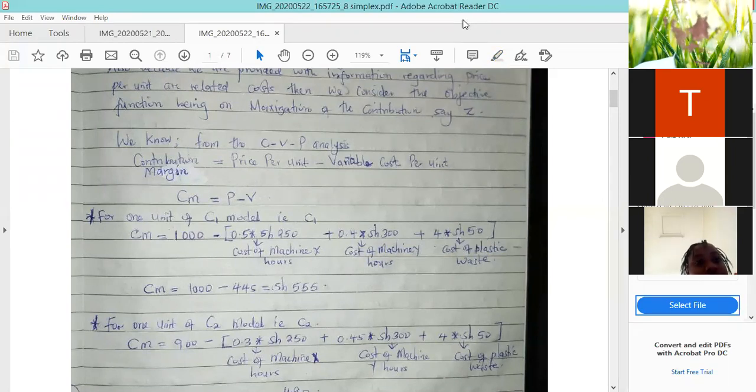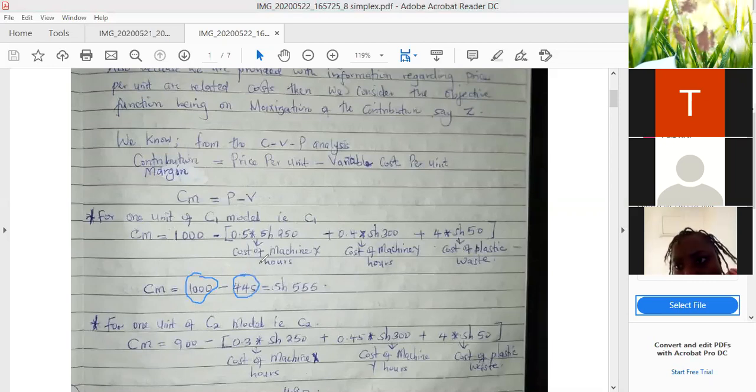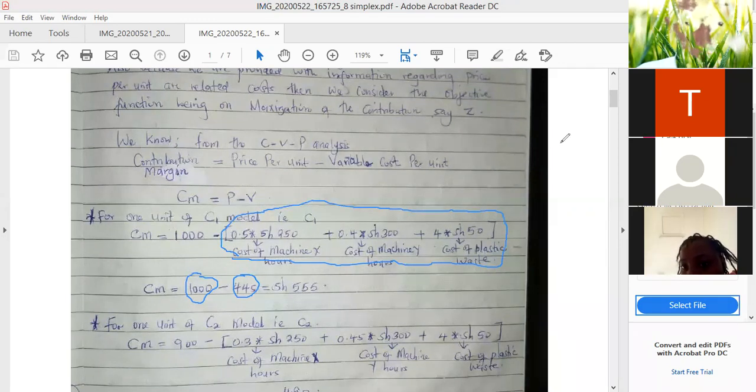And then finally, the contribution will be given by the difference between this particular unit price, shillings 1,000, minus 445, the whole of this. The difference will give us a contribution of shillings 555 per a unit of C1 model.